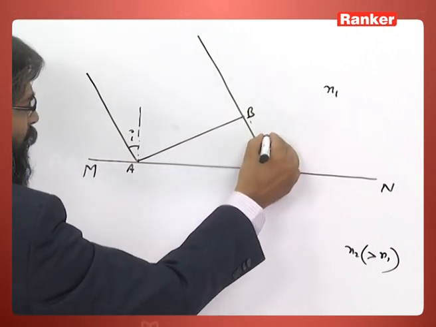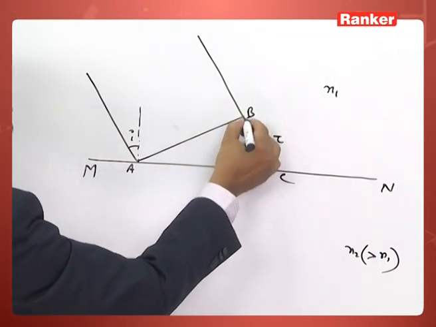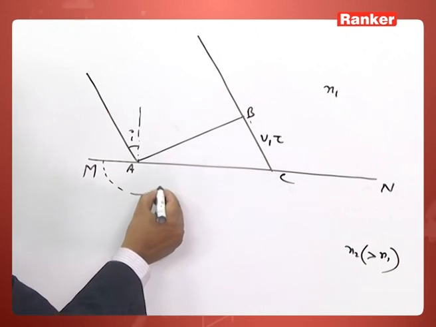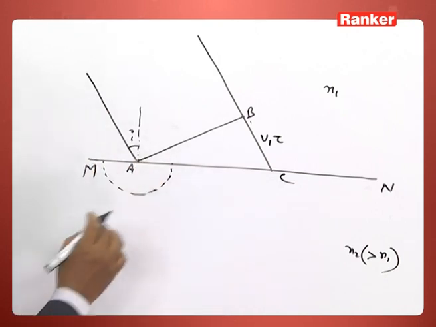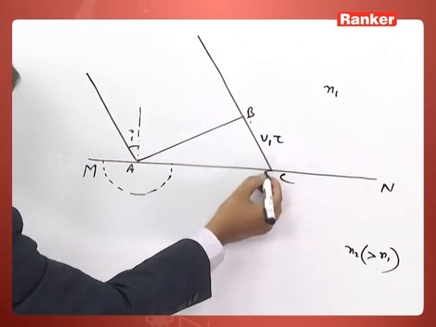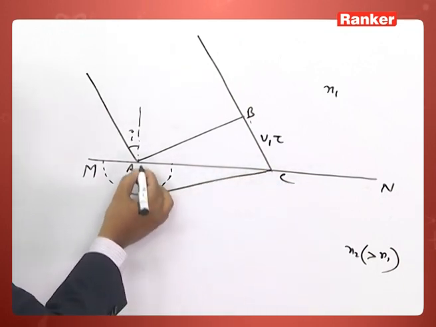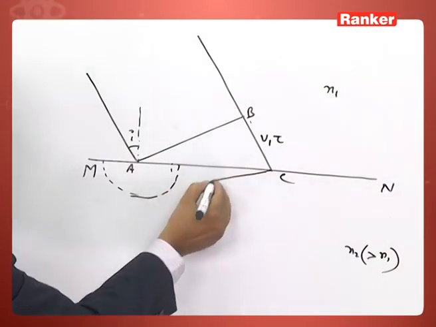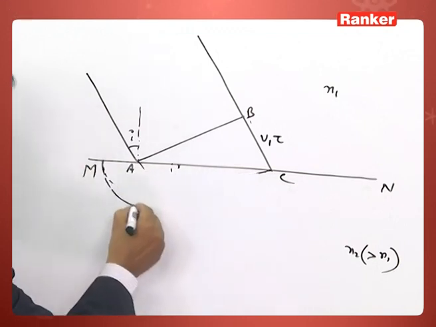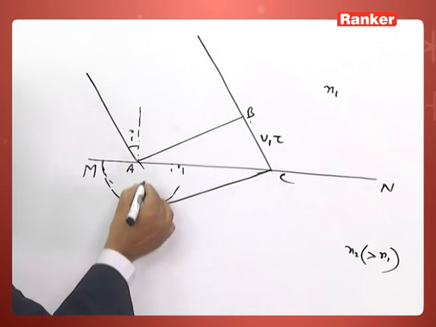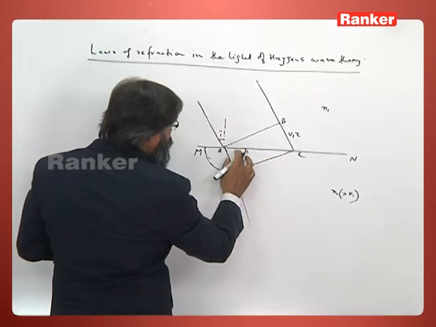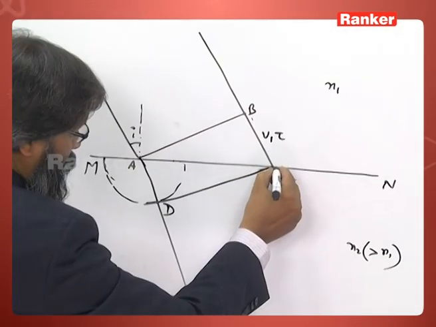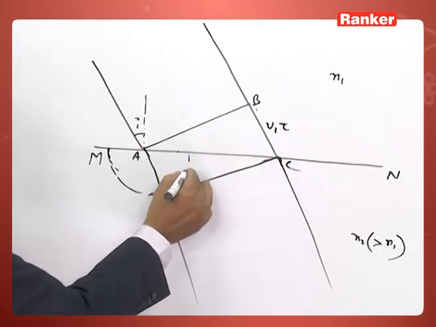When B reaches C, the velocity of light in this medium is V1, and suppose it takes time tau to go from B to C. The wavefront here has grown to a small radius, which is lesser than this. If I draw the tangent to it, then CD becomes the refracted wavefront.